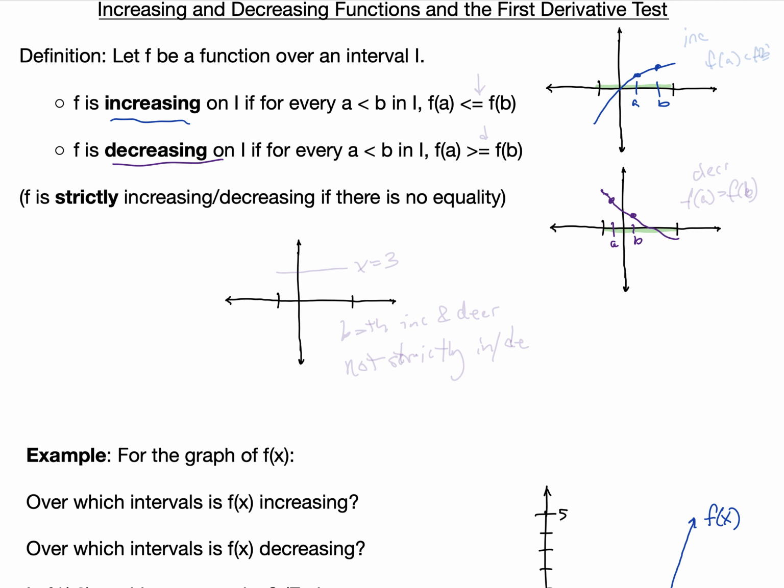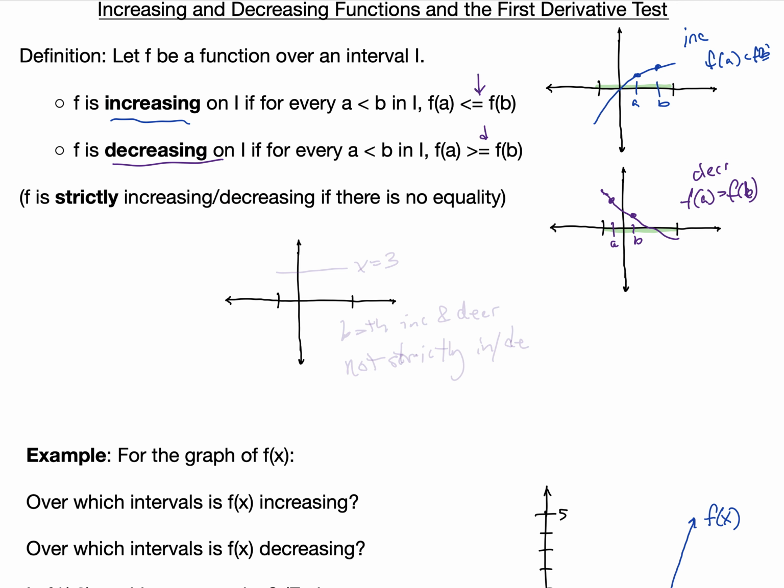Technically, both of the functions that I just drew were actually strictly increasing or decreasing over the highlighted interval. It's called strictly increasing or decreasing if there's no equality. In other words, as here, f of a is strictly less than f of b for all a and b in that interval, and f of a is strictly greater than f of b for every a and b in that interval where a is less than b.